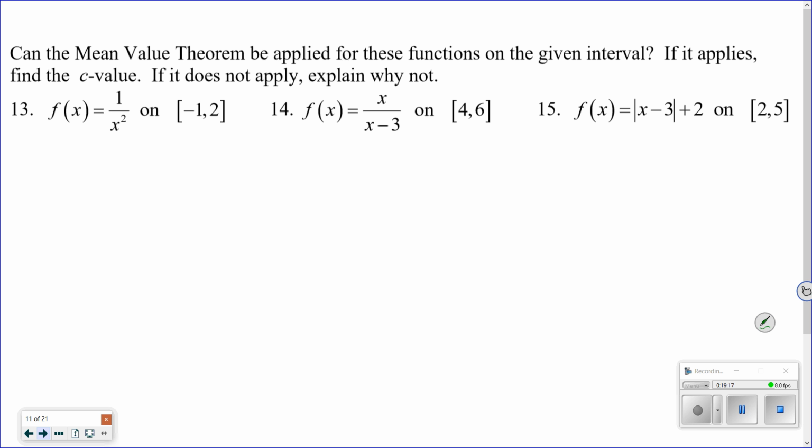There are two conditions. Is it continuous? This function is not continuous at 3, right? If I plug 3 in, I get a 0 on the bottom. But 3 is not on my interval. So it is continuous from 4 to 6. If I were answering this question, I would say first, continuous on the interval. That checks off. The second thing is, is it differentiable? So let's find the derivative.